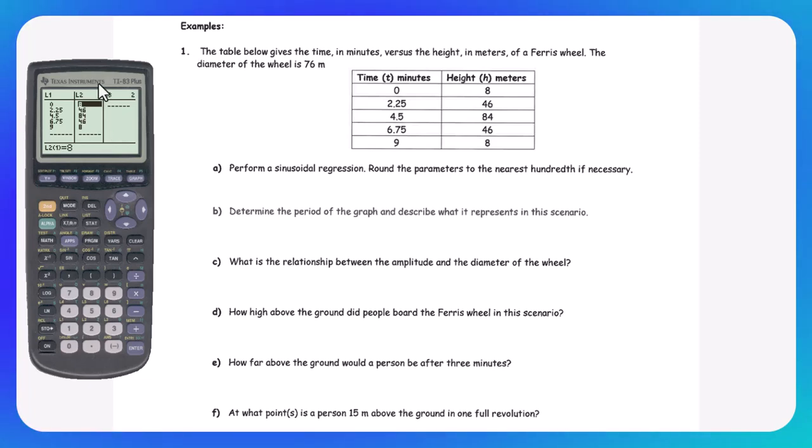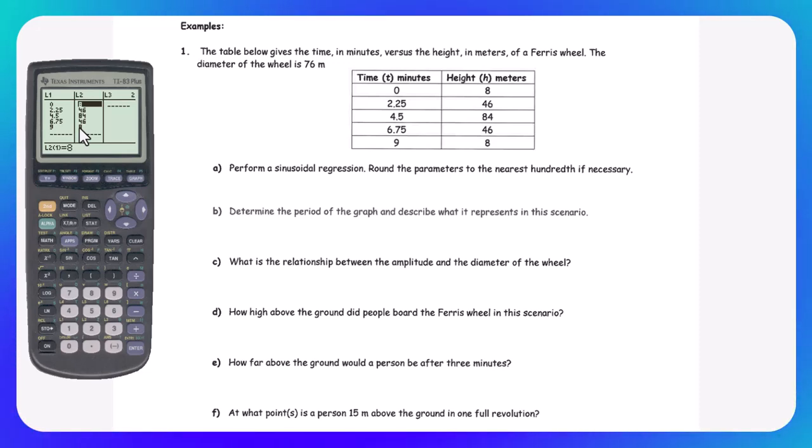Well, the first thing I've done here is in our calculator, we're going to hit stat and 1 for edit. And we're going to put in list 1 our times, and in list 2 we're going to put our heights. So we're going to make sure that we have all those numbers in correctly. One of the biggest problems with having a sinusoidal or any kind of regression function is putting in the data incorrectly. So you always want to make sure you do a double check on that.